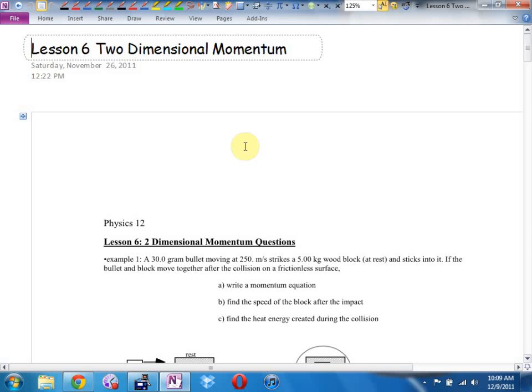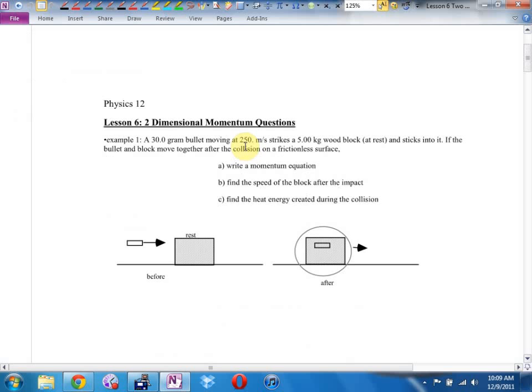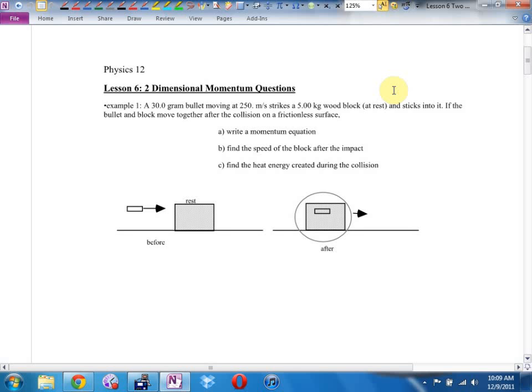First of all, example one: a 30 gram bullet moving at 250 meters per second strikes a 50 kilogram wood block, which is at rest, and sticks into it. If the bullet and the block move together after the collision on a frictionless surface, A, write a momentum equation, B, find the speed of the block after the impact, and C, just for giggles, let's find the heat energy created during the collision.